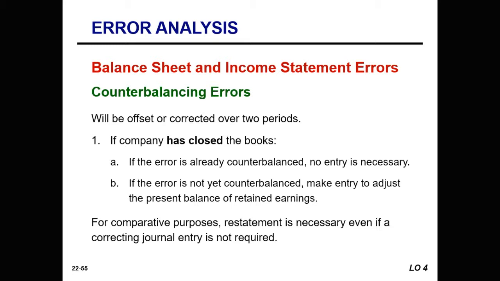Counterbalancing errors are errors that occur in one period and correct themselves in the next period. If a company has closed the books, if the error is already counterbalanced, there is no entry that is necessary. If the error is not yet counterbalanced, we make an entry to adjust the present balance of retained earnings. For comparative purposes, restatement is necessary, even if a correcting journal entry is not required.